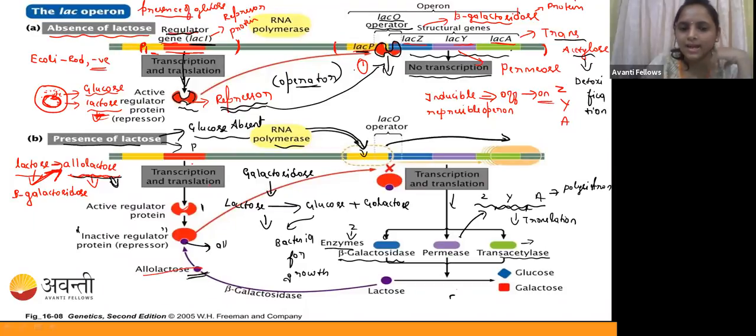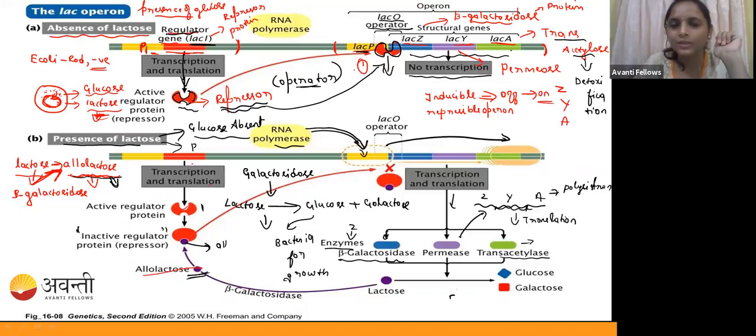That is the repressor, right? The repressor is going to inhibit the transcription. The repressor is coded by which gene of the lac operon? Answer me, guys, in the chat box. Very good, Prachi. Yes, the I gene, right?